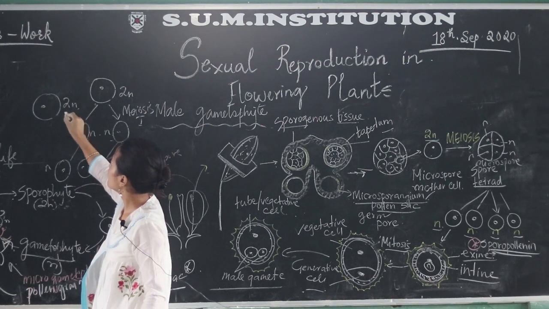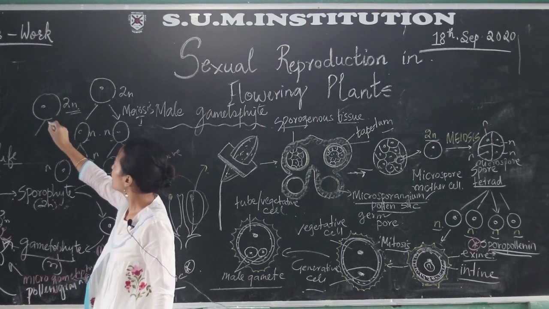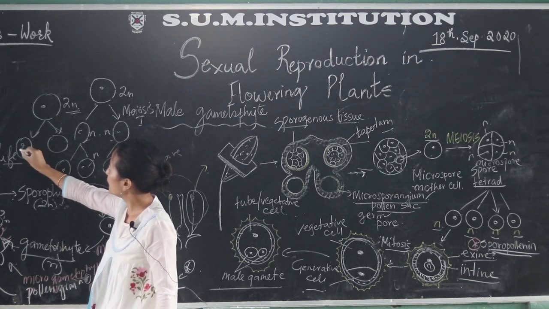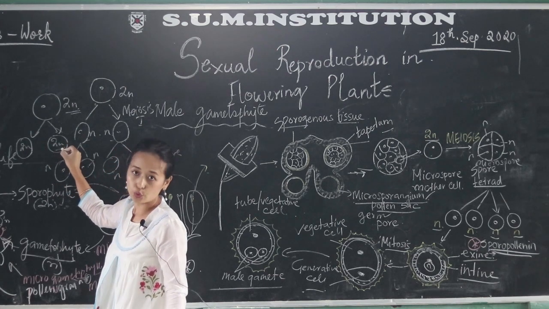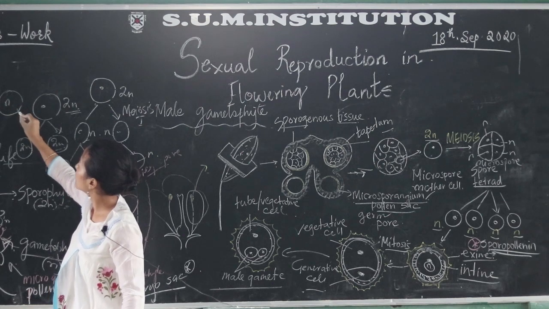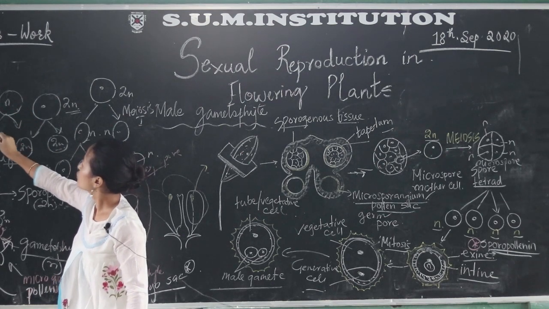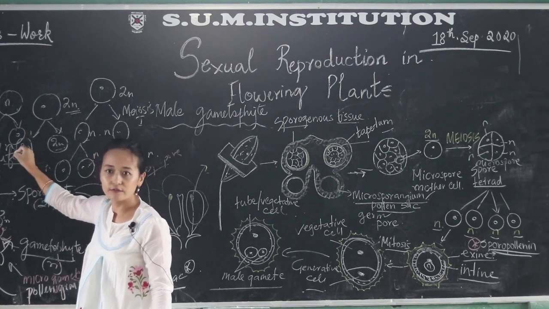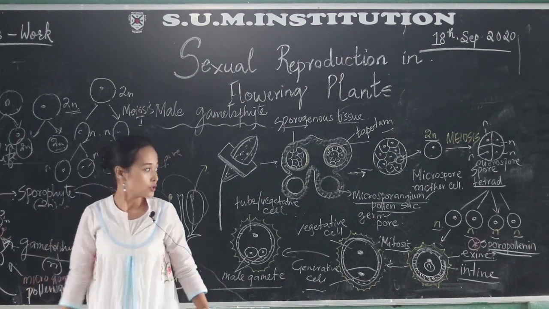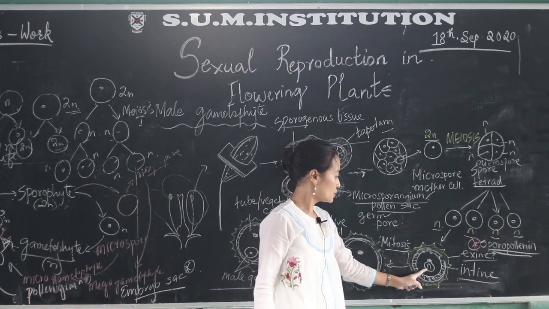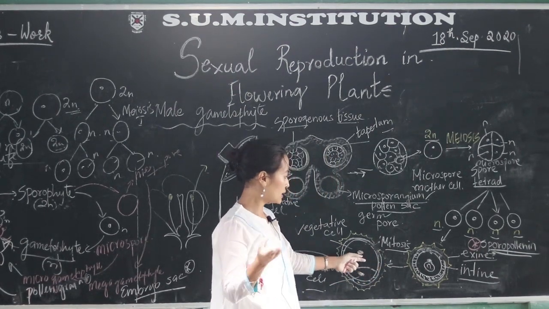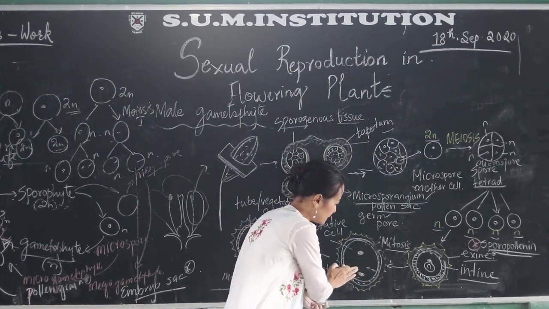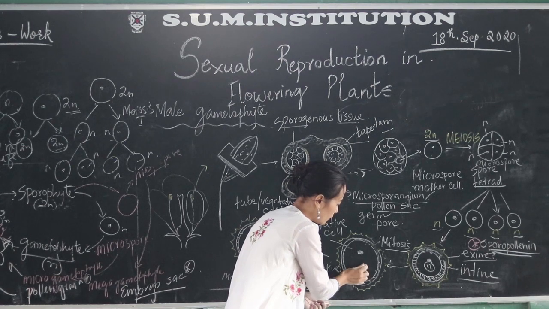So if you have 2N and mitosis happens, from the mother cell you will find 2 daughter cells, and both of the 2 daughter cells have the same ploidy level, no change. If the mother cell is N, after mitosis you will find 2 daughter cells, but the ploidy level does not change. So it is N only. So here also it is N. So you will find another nucleus, a haploid nucleus, that is formed.